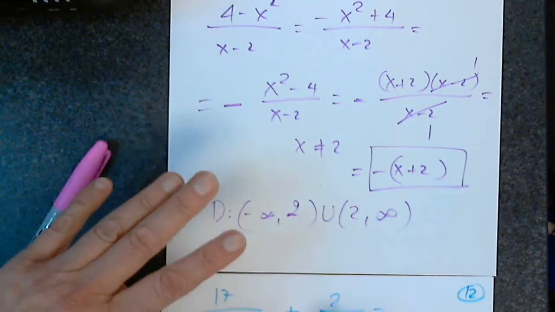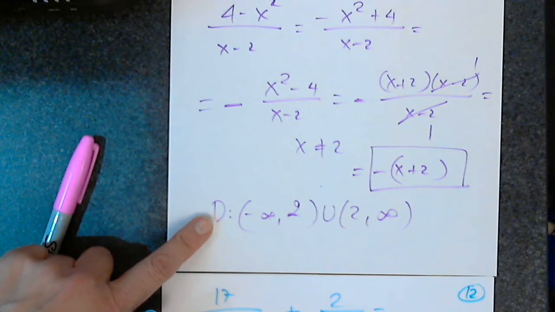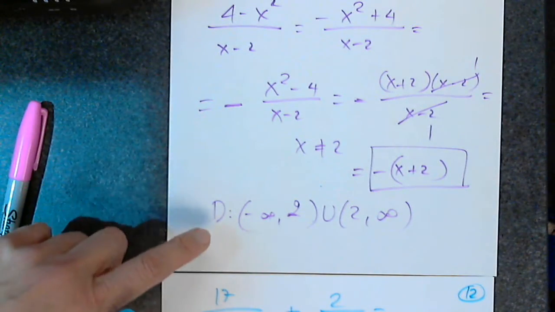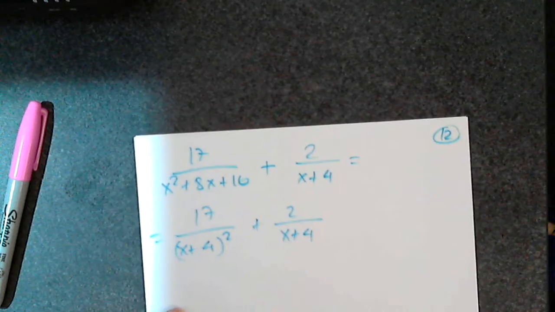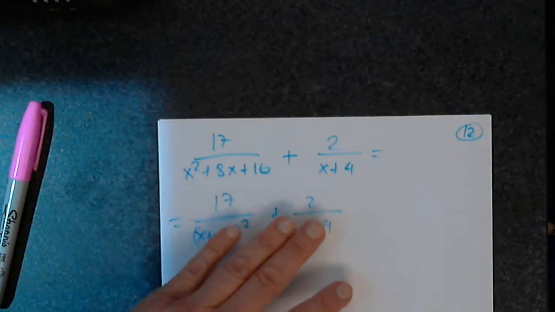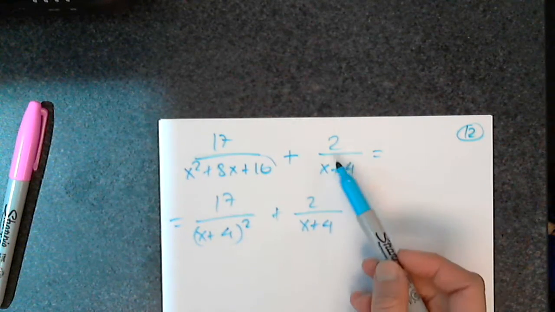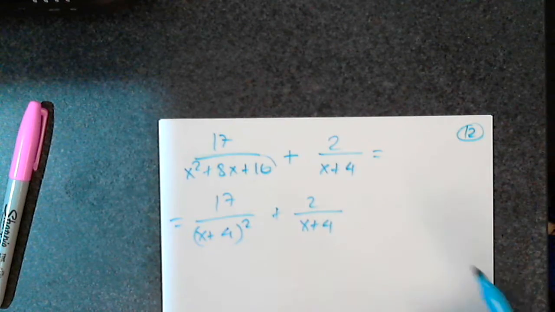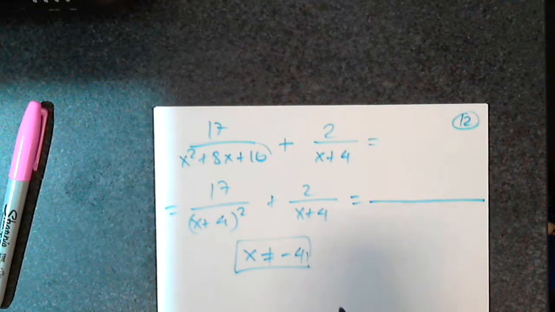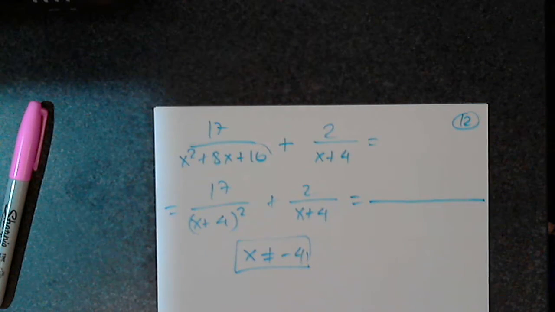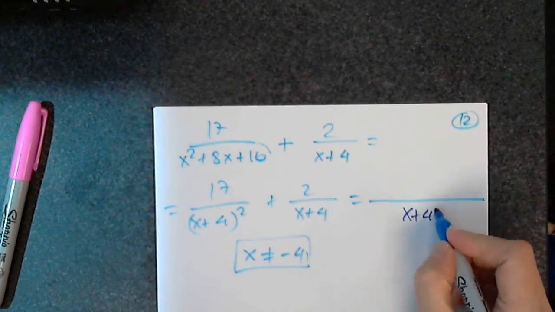Any questions on the previous problem? Are we okay with the previous one? Okay, perfect. So now here's another problem. We are asked to add these two rational expressions. So I factor the denominator into x plus 4 squared. This has the denominator x plus 4. And now I'll find the least common denominator, stating only one restriction. So what would be the least common denominator in this case? X plus 4 squared. Very good.